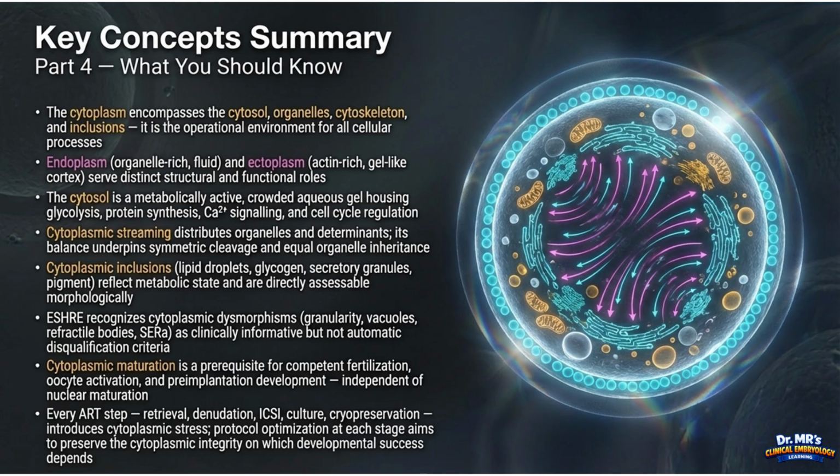Cytoplasmic streaming distributes organelles and developmental determinants throughout the oocyte and ensures balanced cytoplasmic inheritance during cleavage. Disruption of streaming produces blastomere asymmetry and reduced developmental competence.